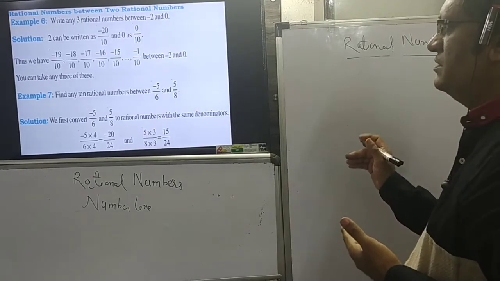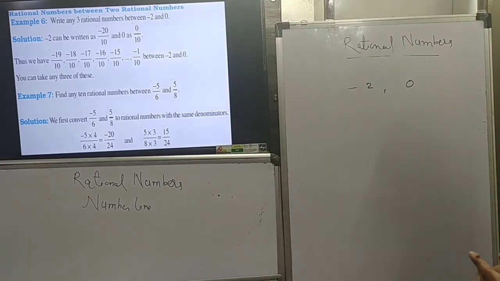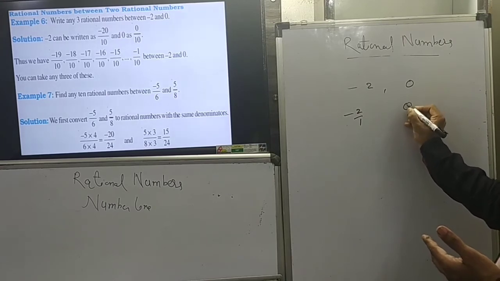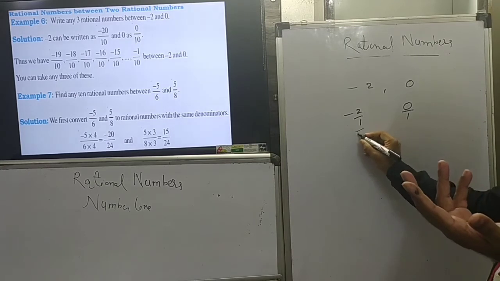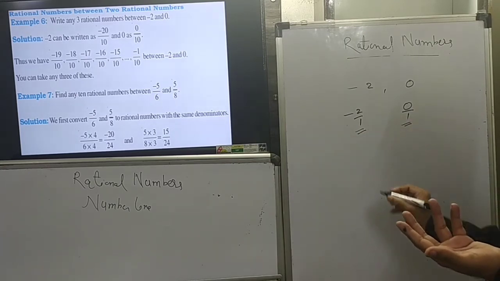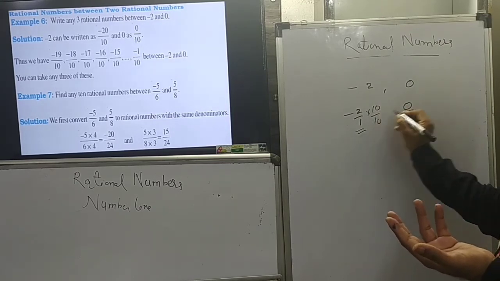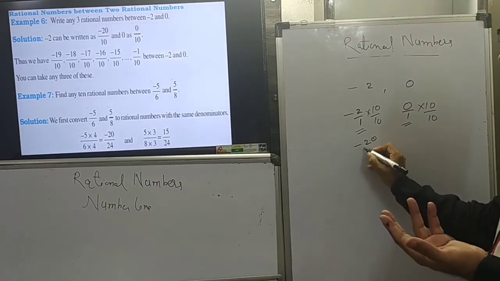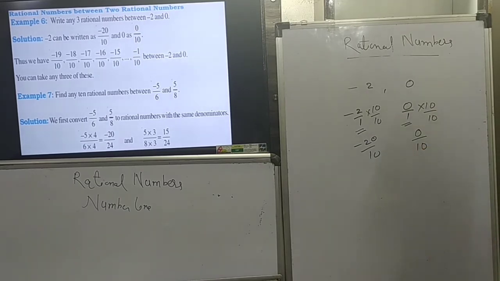Suppose we want to find some rational numbers between -2 and 0. You know that -2 means -2 by 1, and 0 means 0 by 1, 0 by 2, 0 by 3, whatever it may be. So if you want to find rational numbers between these two, first of all, make the denominator big. Let us multiply this by 10. Then it is minus 20 by 10, and it is 0 by 10.